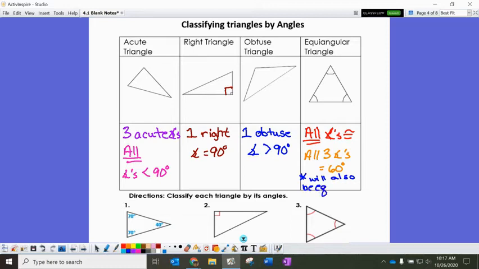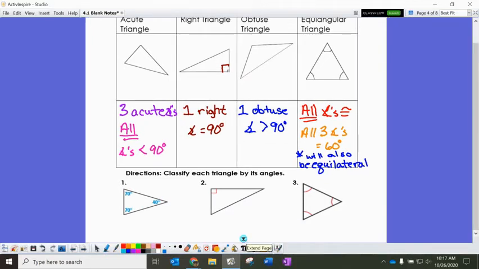Like I said, we have so much more to learn about triangles. Today's just the first day of our triangle basics. Okay, so let's try classifying these. Again, make sure you know your vocab. I'm going to scoot the screen up. Let's see what we remember.